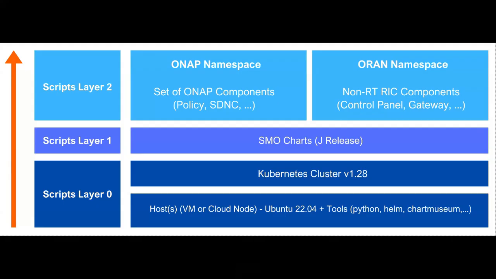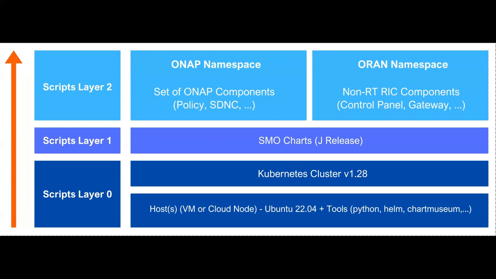So now let's move over to the diagram which illustrates our deployment. Over here, we can see we are running scripts in layers. The first layer, script layer 0, basically installs all the prerequisite roles for us. It installs tools like Helm, Python, and Chart Museum. It also helps us set up a Kubernetes cluster. In this particular deployment, we are using a Kubernetes cluster with version 1.28. And one thing to note is that we are using Ubuntu 22.